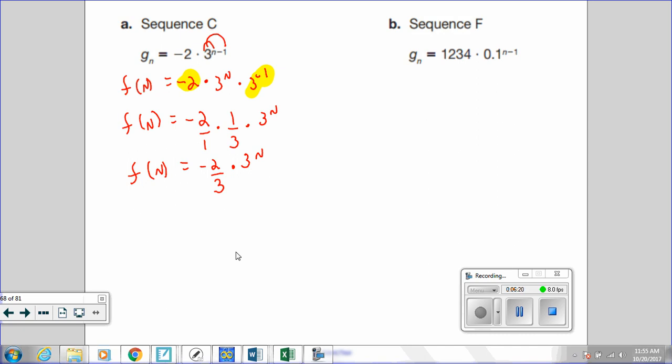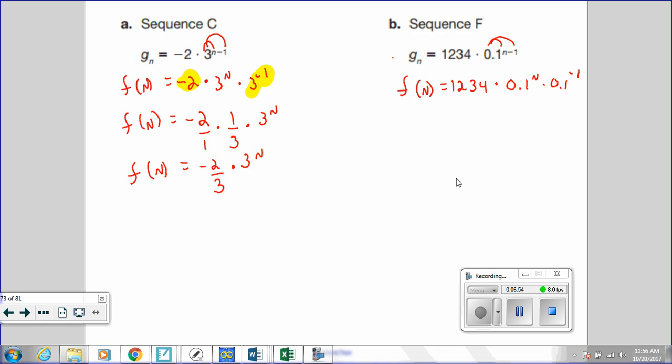Okay, let me do another example. Again, we're going to start by changing the g sub n to f of n. Next, we're going to distribute with the power rule this 0.1 raised to the n and then 0.1 raised to the -1. And that's going to get us 1,234 times 0.1 raised to the n times 0.1 raised to the -1.